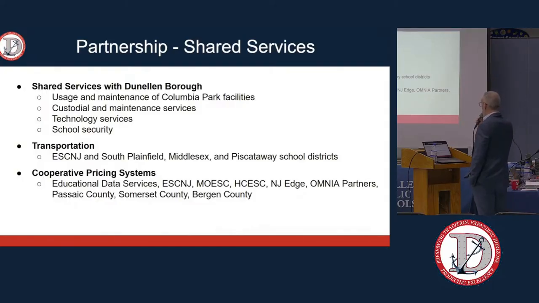In terms of transportation, we have partnerships with a number of school districts in the area. And then one thing that really has exploded this year is the expansion of our cooperative pricing systems. And that is really Mr. Pepe looking at where can we find vendors that will provide us with more competitive pricing. And the co-op systems really have been very beneficial for the district.